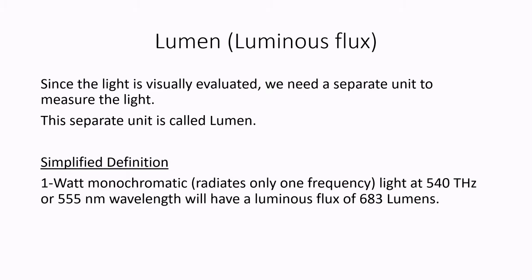It says 1 watt of monochromatic light at 540 terahertz, or 555 nanometers wavelength, will have a luminous flux of 683 lumens. Here, the term monochromatic is very important. Monochromatic means that the light does not radiate at any other frequencies. It only has the fixed frequency, which is 540 terahertz.